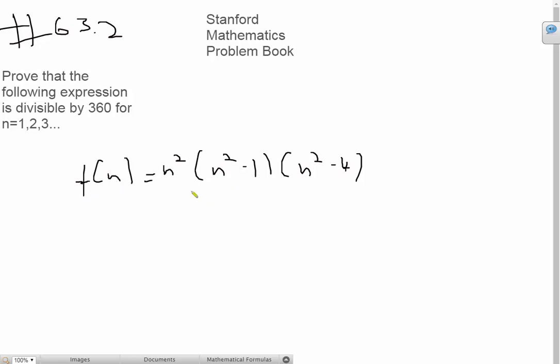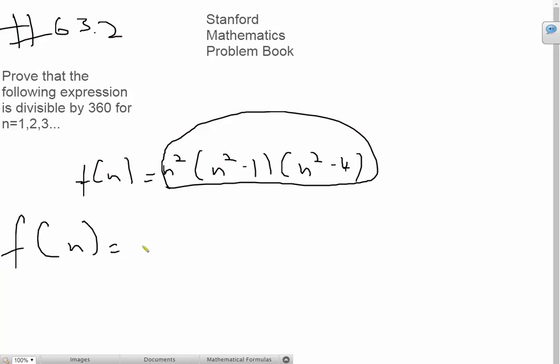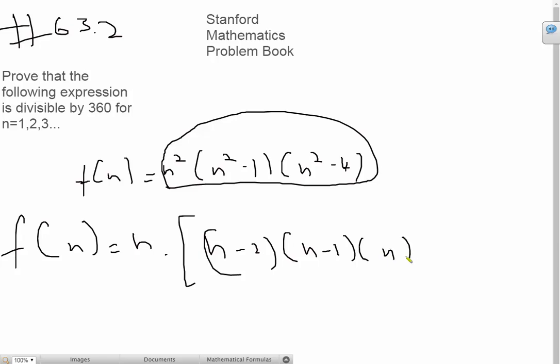Now, looking at this just once, I can tell that we can easily expand this guy and simplify it a bit further. So let's do that. So f of n is equal to n times n minus 2 times n minus 1 times n plus 1 times n plus 2. And this is because this guy and this guy make up n squared minus 4. This guy and this guy make up n squared minus 1. And this guy and this guy make up n squared, of course.